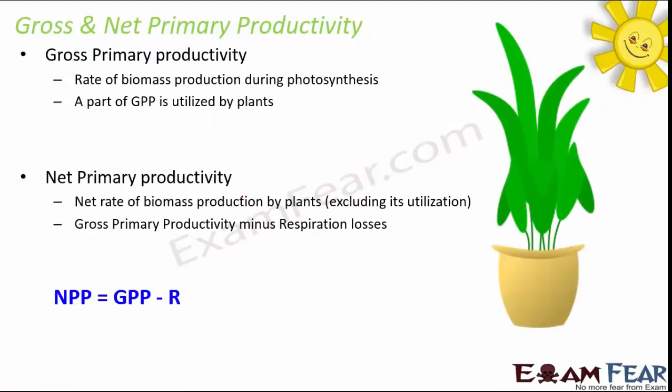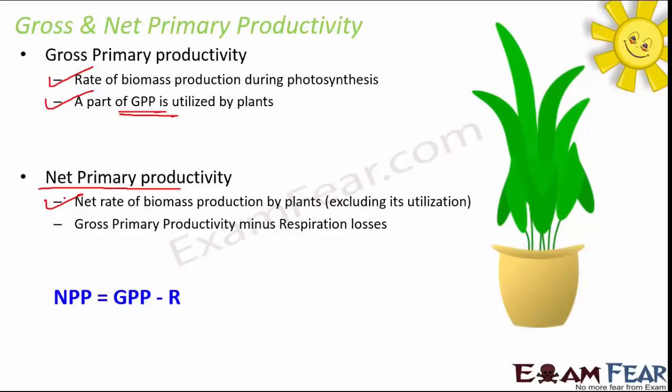Next is gross and net primary productivity. Now in primary productivity also we have 2 categories, gross and net. Gross means the rate of biomass production during photosynthesis. Now a part of gross primary productivity, which is abbreviated as GPP, is utilized by the plants. Right? For what purpose? For respiration. So some part of it is used by the plants and the remaining part is what we call the net primary productivity. So it is the net rate of biomass production by plants excluding its utilization.